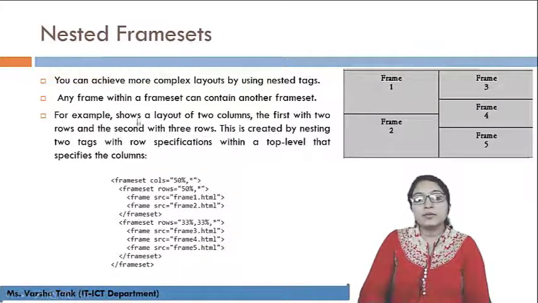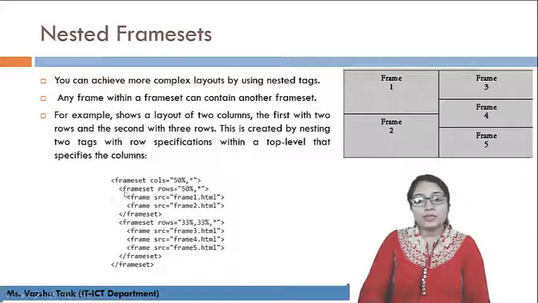For example, here you can see it shows a layout of two columns, the first with two rows and the second with three rows. This is created by nesting two frameset tags with row specifications within a top-level frameset that specifies the columns. Here you can see this is the entire window. First we have divided this window into two columns, and after that we have divided the first column into two rows and the second column into three rows. So here there are a total of 5 frames.